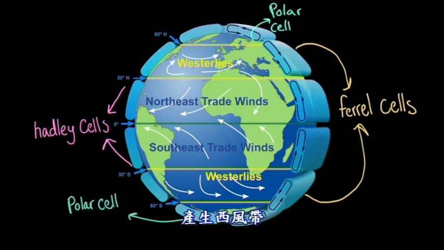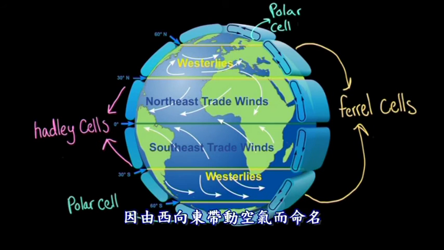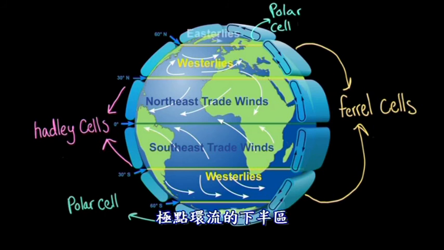This creates the westerlies. And they're called the westerlies because they pull air from the west to the east. And the bottom halves of the polar convection cells take the cool air from the poles and sweep it to the 60-degree latitude lines. And this creates the easterly winds.